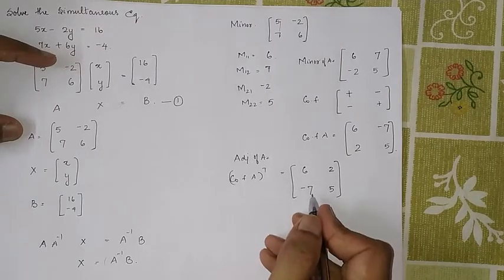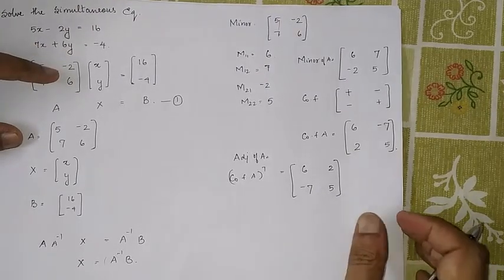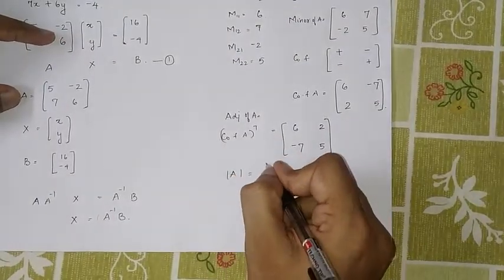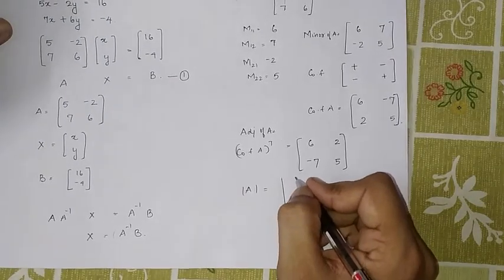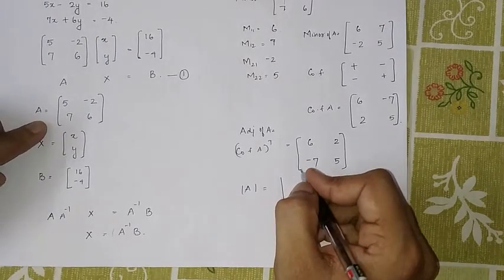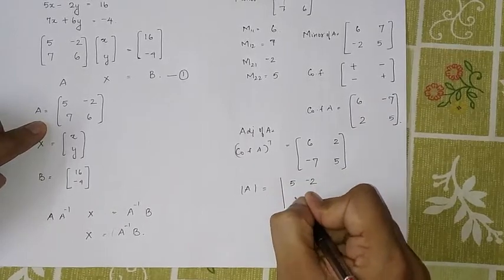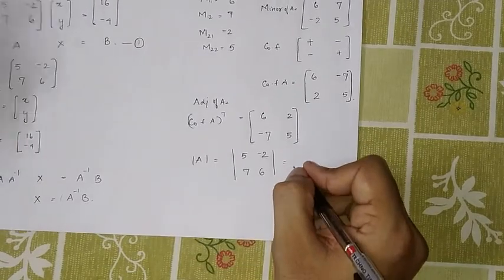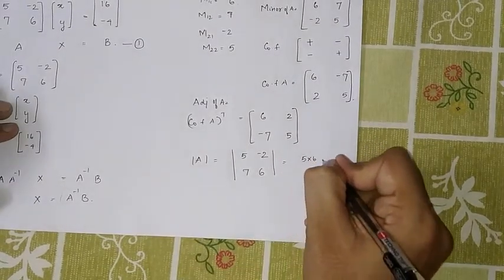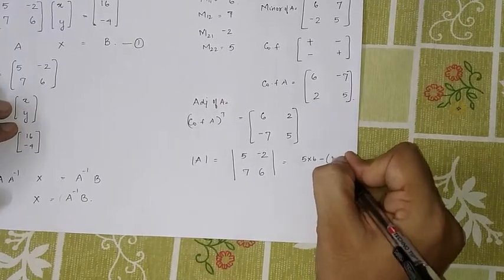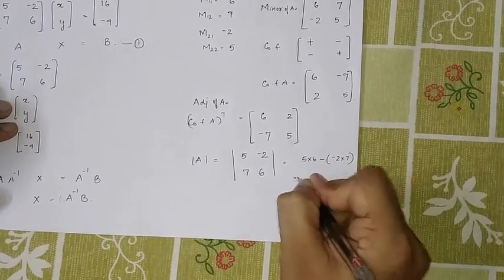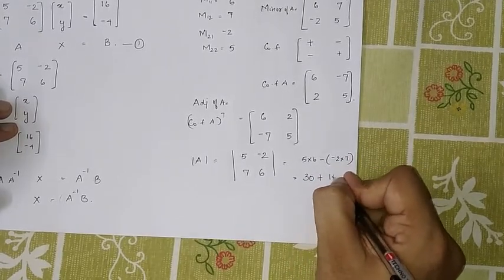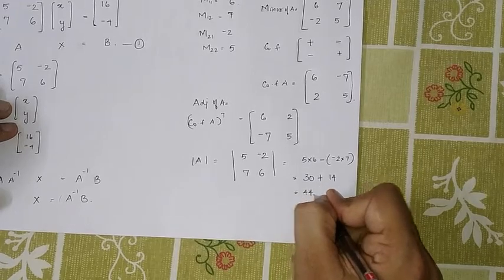Now once you find the adjoint of A, next you have to find the determinant of A. The determinant of A is the determinant of the matrix A, which is 5, minus 2, 7, 6. The determinant is 5 into 6 minus of minus 2 into 7. That is 30, plus, since minus of minus becomes plus, 14, which is equal to 44.